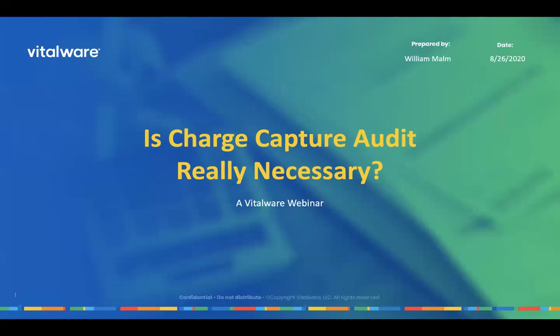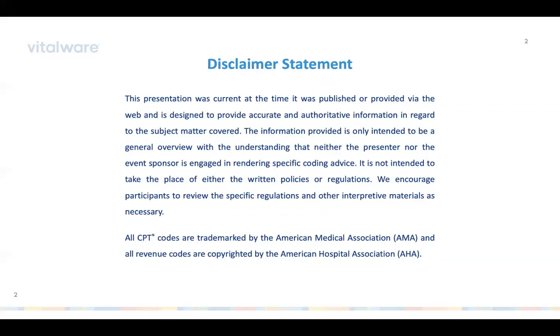charge capture leakage. So we're going to go through, first of all, the disclaimer: this was published or provided by the web, and it's accurate to today's date. Also, if I mention CPT codes or revenue codes, they are copyrighted by the AMA and AHA respectively.